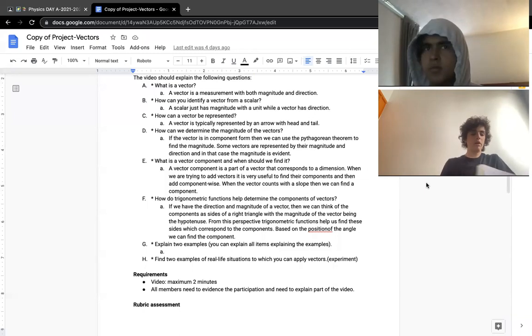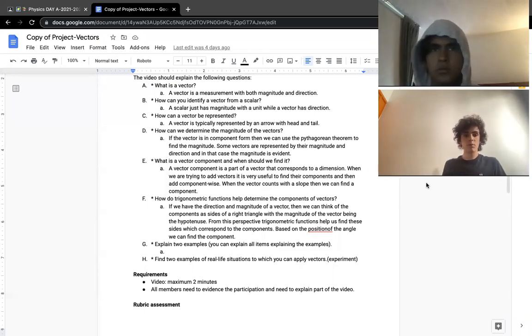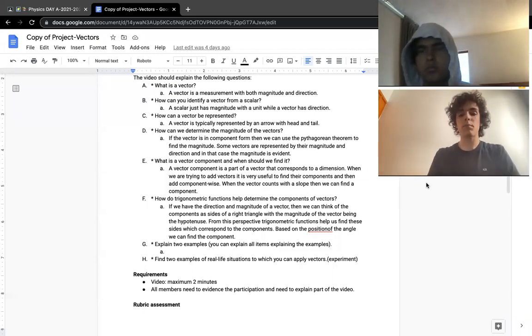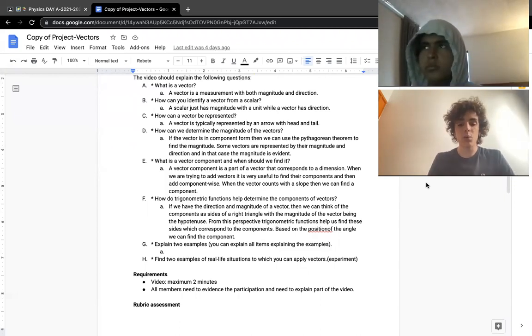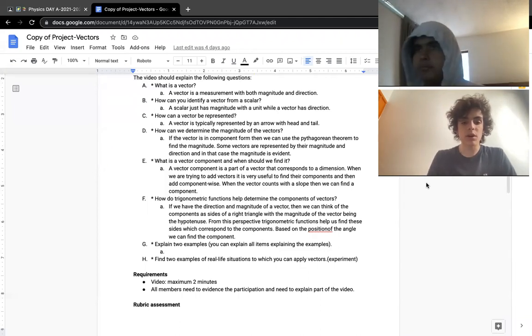Okay, so if we have two real life examples, we could use a plane that leaves the airport on the bearing 45 degrees traveling at 400 miles per hour. The wind is blowing at a bearing of 135 degrees at a speed of 40 miles per hour. What is the actual velocity of the plane?